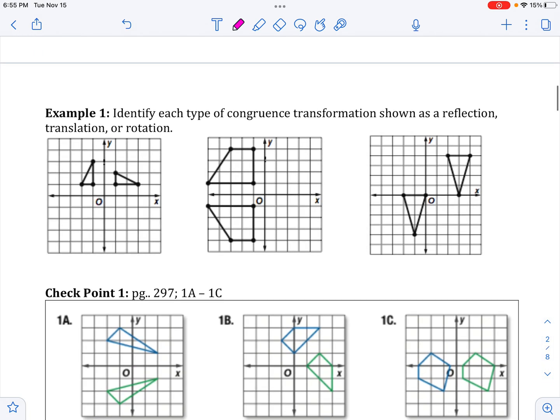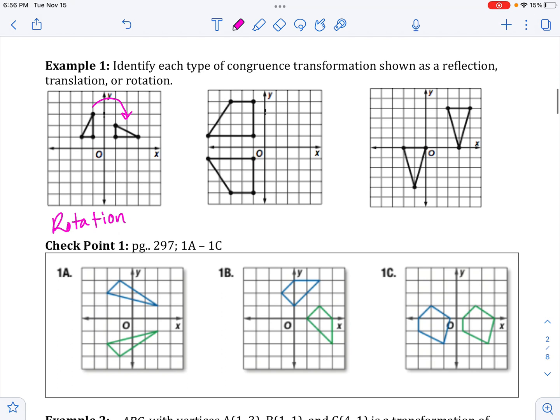So I want to identify what type of congruence transformation is going on here. Well, in this first problem, it looks like this shape is being turned. So I've got a rotation. What I would encourage you to do is pause the video, identify what kind of transformation is going on in the next 5, and then unpause and check your work.